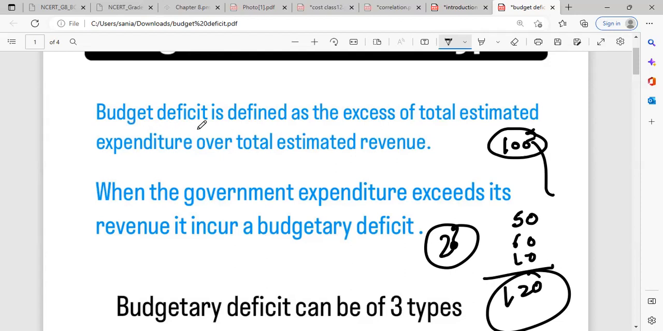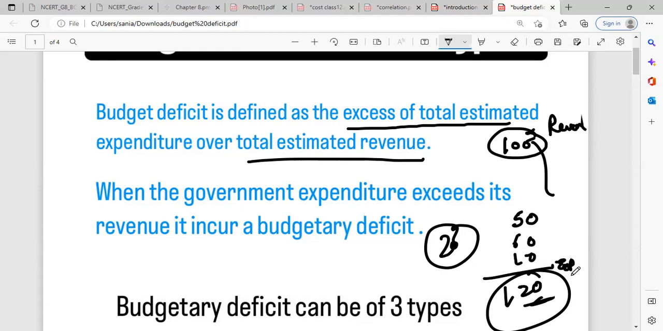So what is budget deficit? Budget deficit is defined as the excess of total expenditure, how much excess it is, 20 rupees extra, right, over the total estimated revenue. Revenue is basically what your mother gave you, and this is your expenditure. So when your expenditure is more as compared to your revenue, that is known as budget deficit. Because you are dealing with government budget, when the government expenditure exceeds its revenue, it incurs a budgetary deficit. Clear?